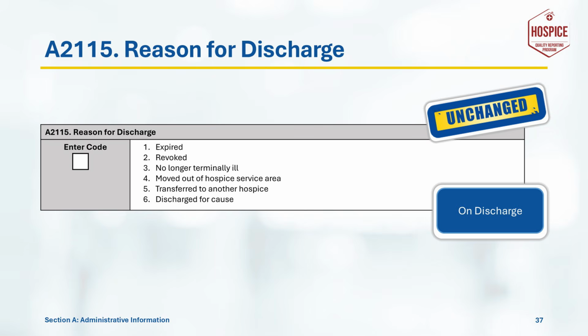A2115, reason for discharge, is the last item in Section A. This has not changed and is collected at the time of discharge.